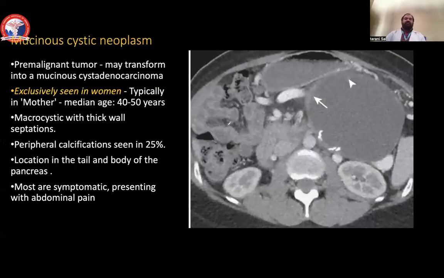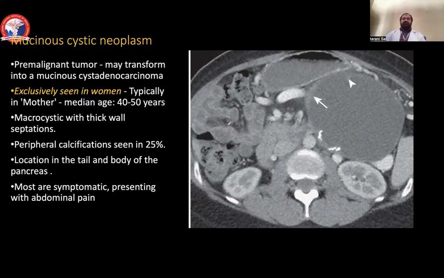Mucinous cystic neoplasm. This is a premalignant tumor that may transform into mucinous cystic adenocarcinoma, exclusively seen in women, typically in the mid to median age group of 40 to 50 years. Macrocystic with thick wall and septations, peripheral calcification seen in 25%, located in the tail and body of the pancreas. Most are symptomatic and present with abdominal pain.